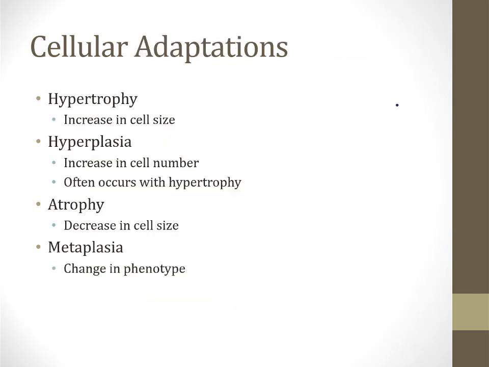We're going to talk about the four main types of cellular adaptations in this video. The first one is hypertrophy. That's an increase in the size of the cell. The second adaptation is hyperplasia. That's an increase in the number of cells in a tissue bed, and this often occurs together with hypertrophy. Many stressors lead to both hyperplasia and hypertrophy. We'll also talk about atrophy, which is a decrease in cell size, and finally we'll talk about metaplasia, which is a change in the phenotype of a tissue bed.